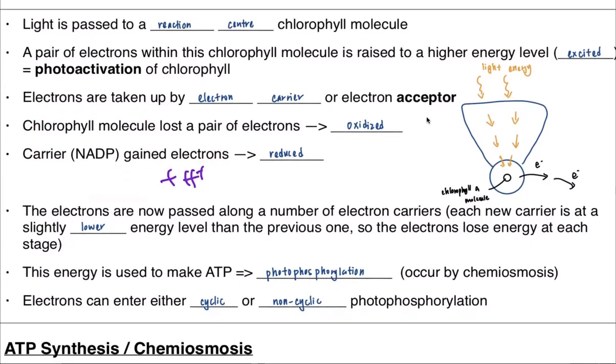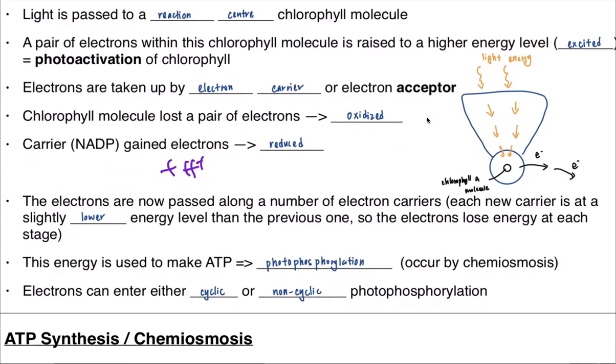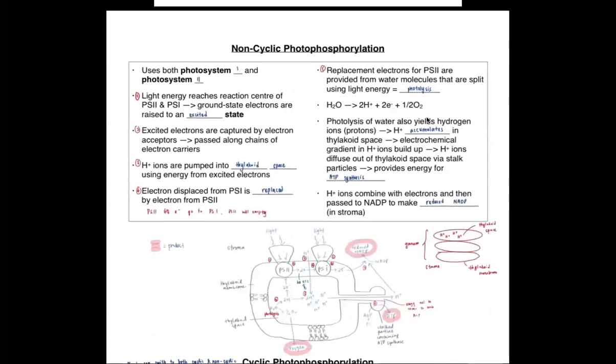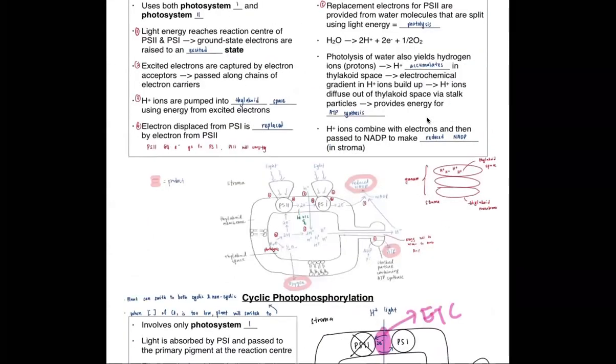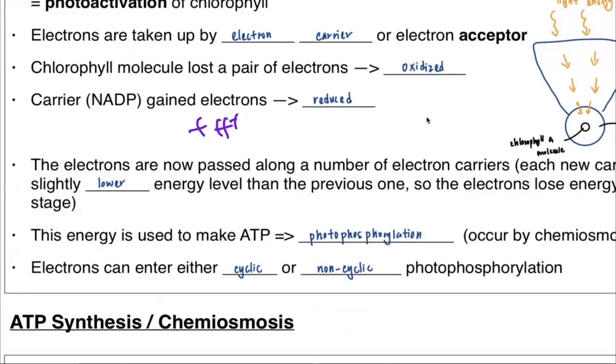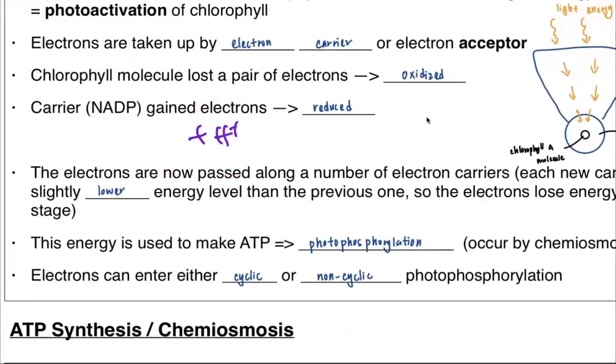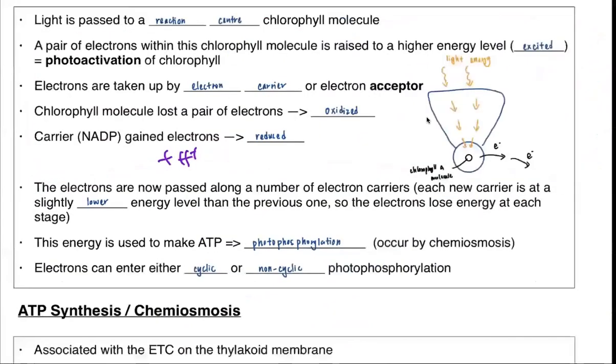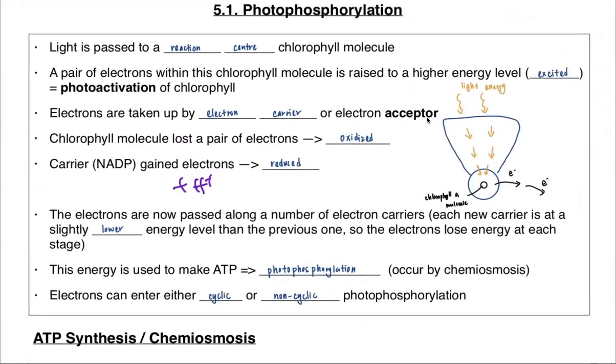it is oxidized. At the same time, NADP will be reduced. Actually, later we are going to see this whole process is coupled with photolysis. So this note is not very straightforward, but it gives you some overview. Later we'll see it in detail again.